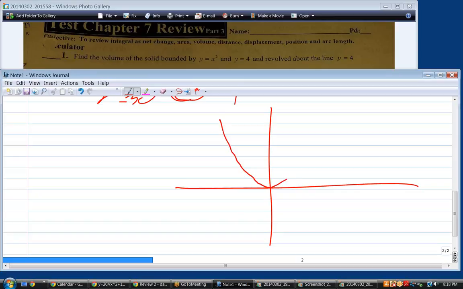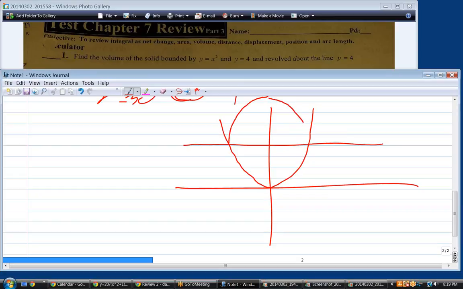There's y equal x squared. There's y equal 4. And we want to revolve this area about the line y equal 4. So we end up with a solid that kind of looks like that. Right? It's not really a sphere. It's a parabola rotated about the line y equal 4.